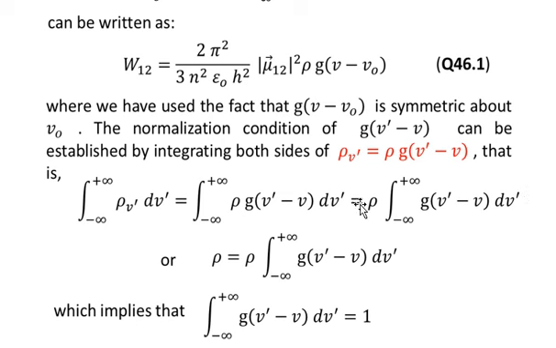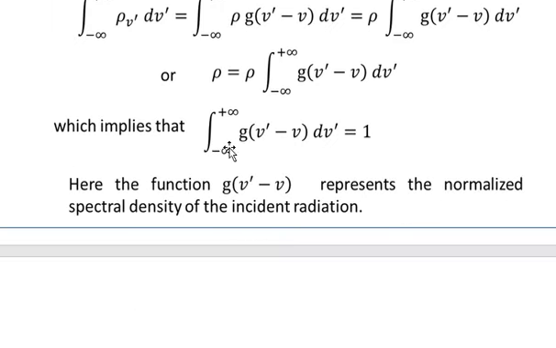If you look at these three integrals, the leftmost integral gives you the value of rho, that is the total energy density. So we can replace it with rho on the left hand side, and we use the rightmost side of the expression which is given. You see that rho will cancel out, and we are left with the integration from minus infinity to plus infinity of g of nu prime minus nu, with respect to d nu prime, equal to 1. So this gives you the normalization condition of the function g. Here the function g of nu prime minus nu represents the normalized spectral density of the incident radiation.